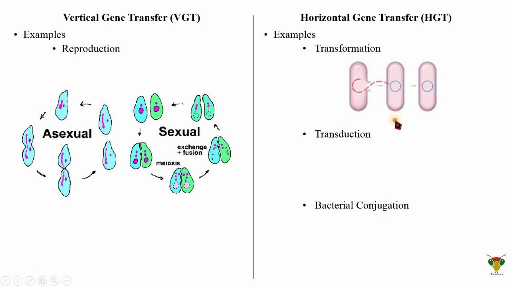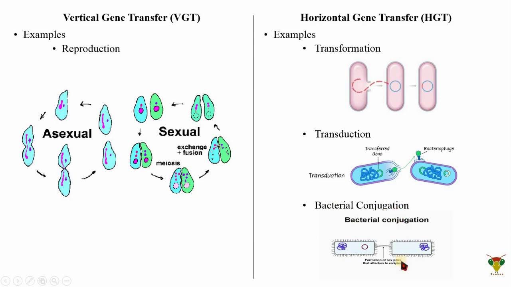Next is transduction. You can see this is also an example of horizontal gene transfer, because the genetic information is being transferred from one cell to another. No cell division is occurring in them. Transduction only occurs by a viral vector. So this is side by side. That's why it is also known as horizontal gene transfer.